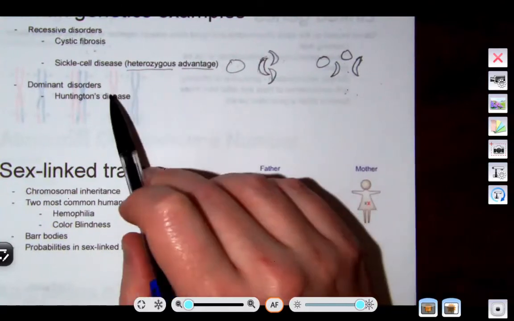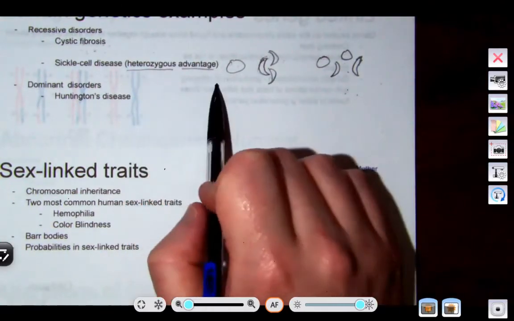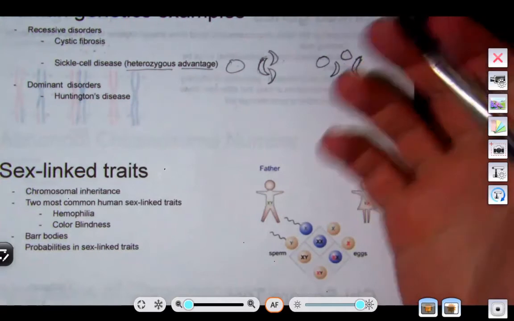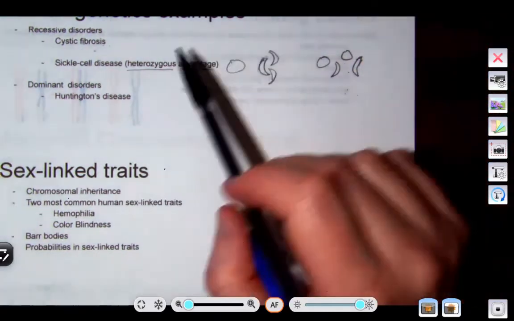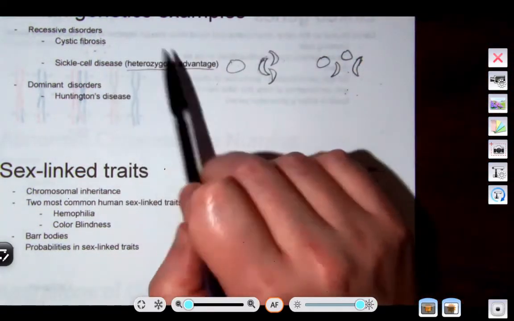Generally, with negative traits, if they're bad enough, they tend to disappear over time because if you've got it, you don't reproduce and you die. Although a sickle cell usually kills you after you've reproduced, so that would keep it going.